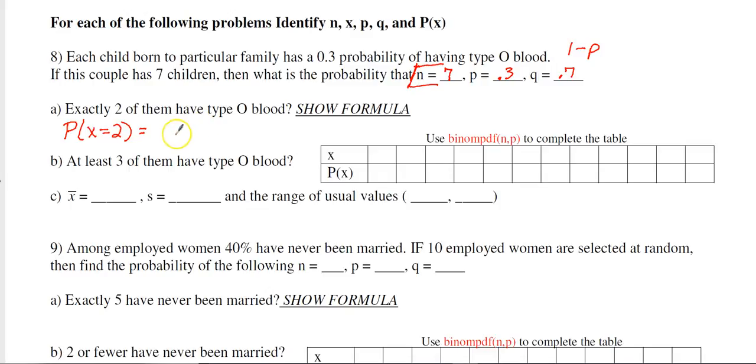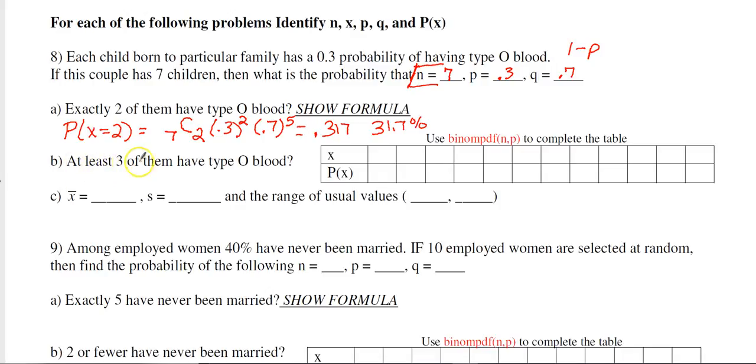And we learned that we go 7, choose 2, times the probability of success raised to the x value, times the probability of failure raised to the 7 minus 2, which would be 5. And then you plug that in your calculator, and the last video showed us that, so I'm just going to put the findings, which is 31.7%.